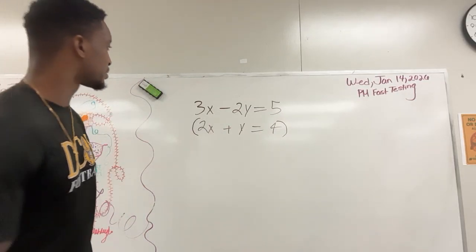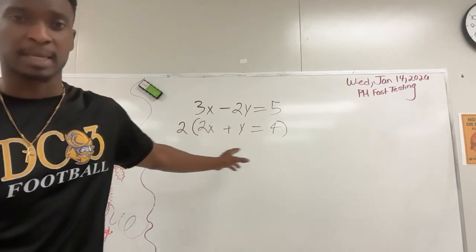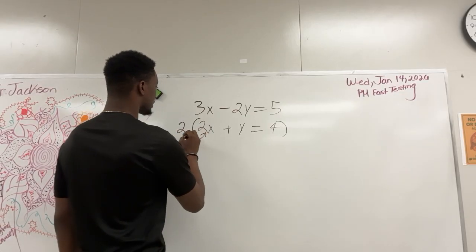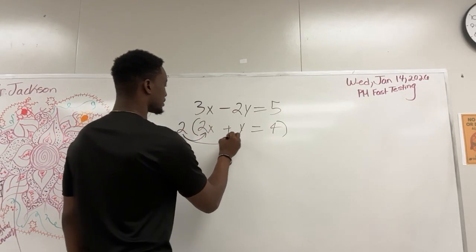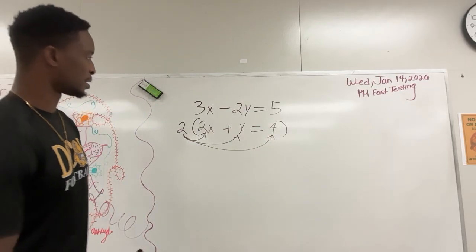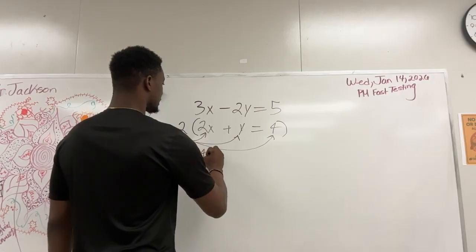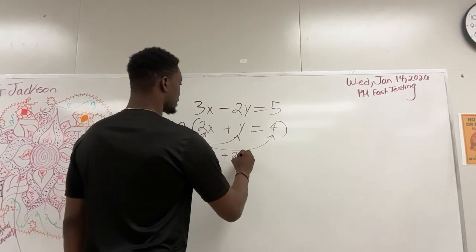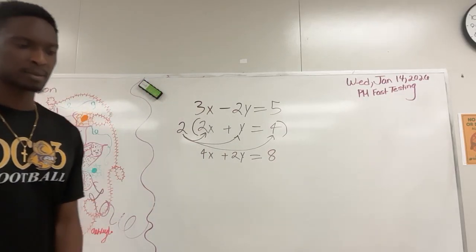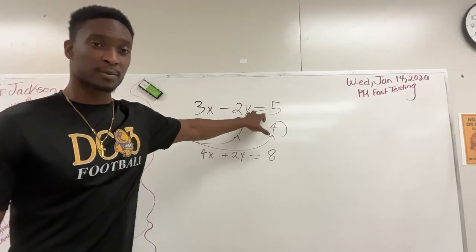I'm going to multiply this by 2, and I'm going to distribute it to every term: 2 times 2x, 2 times y, 2 times 4. I'm going to rewrite this. That's 4x plus 2y equals 8. And 3x minus 2y equals 5.